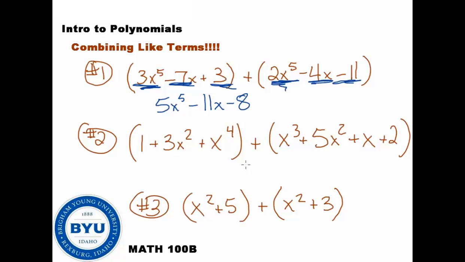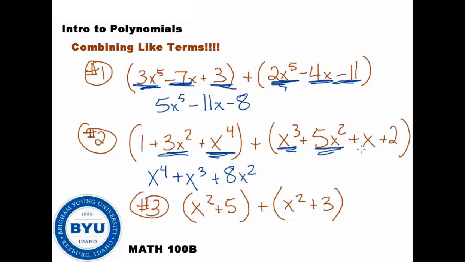Okay, great. On this next one, things aren't written in order. Maybe you wrote them in order. That's fine. I'm going to just go ahead and look for hats. I've got x to the 4th. I don't see any other, so I'm just going to write that down. X to the 4th. Now let's look for x cubes. I don't see any other x cubes except that one, so let's go ahead and write that down. X cubed. Now let's do the squareds. 3x squared plus 5x squared comes out to be 8x squared. Cool.